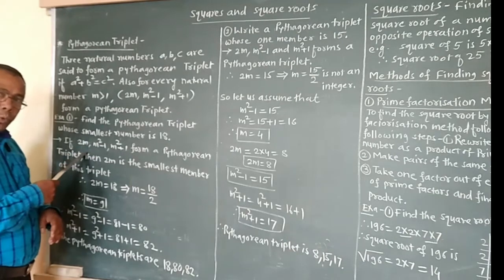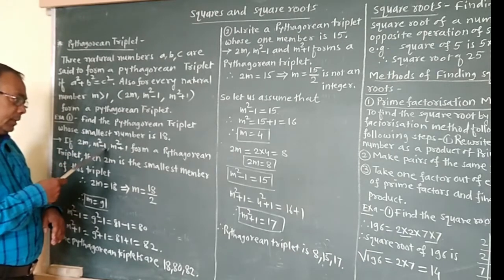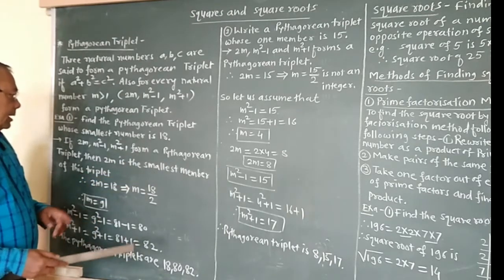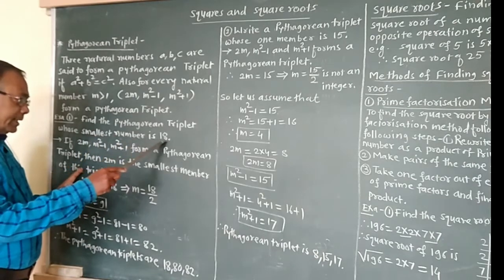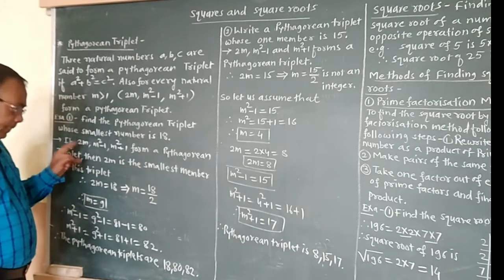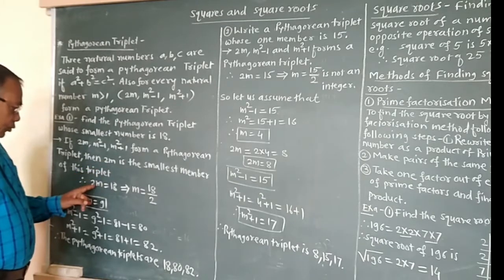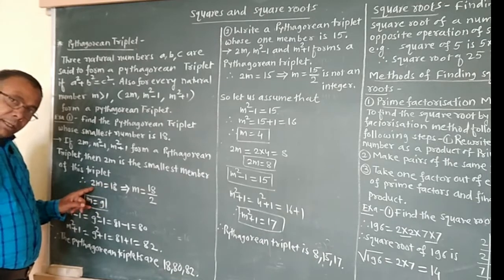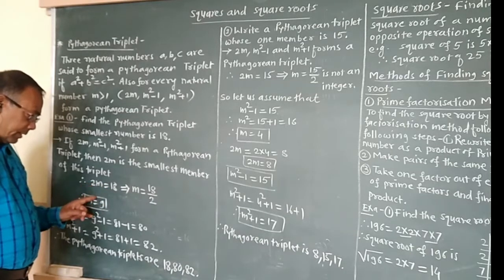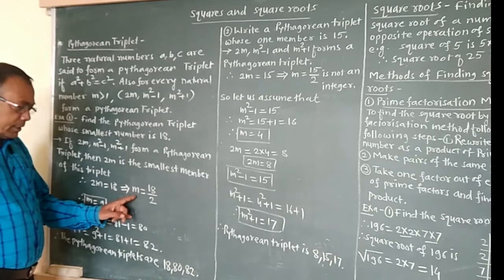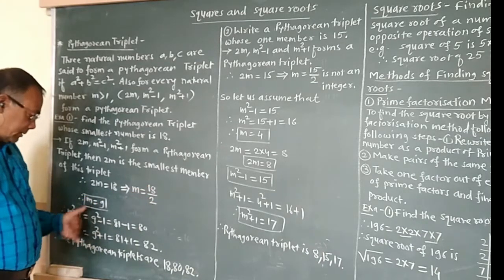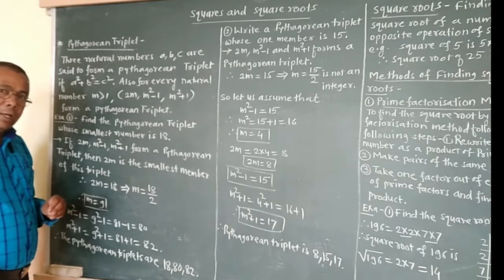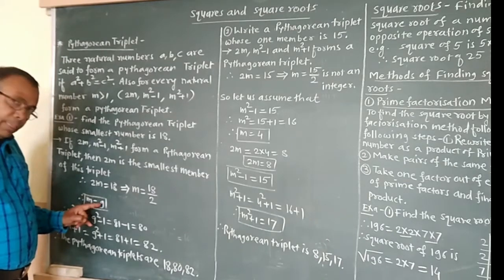If 2m, m square minus 1 and m square plus 1 form a Pythagorean triplet, and it is given that the smallest number is 18, then the smallest number is 2m. Therefore 2m is equal to 18. Here 2 is multiplying, so it will divide on the other side, and therefore m is equal to 18 upon 2, meaning m is equal to 9. In this way we have found the value of m, which is 9.